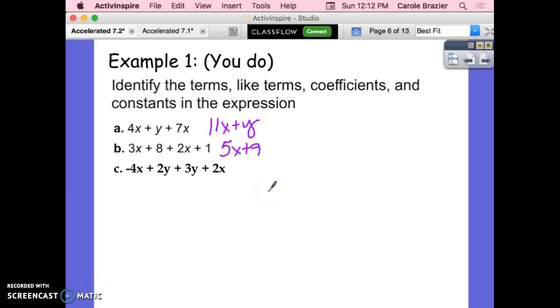For C, your terms should have been negative 4x, 2y, 3y, and 2x. Your like terms would have been negative 4x and 2x, and then they also would have been 2y and 3y. For coefficients, you would have had a negative 4, a 2, and a 3, and then you don't have any constants. When you simplified this one, you have to go back and remember your integer rules. So you would have gotten negative 2x plus 5y.